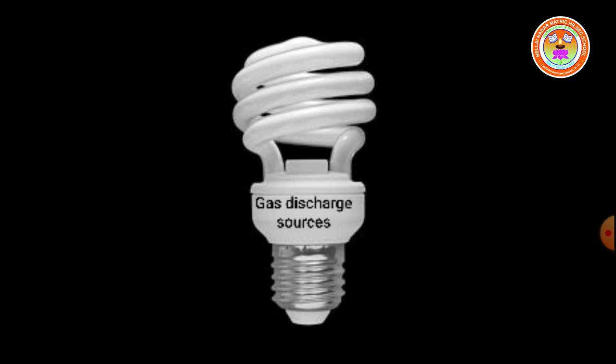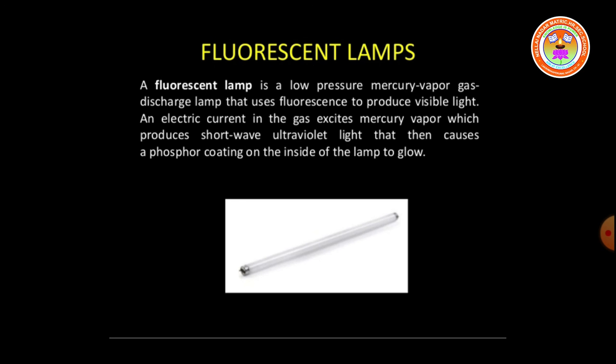Next, let me discuss another fact about the fluorescent lamp. A fluorescent lamp is a low pressure mercury vapor gas discharge lamp that uses fluorescence to produce visible light. An electric current in the gas excites mercury vapor, which produces short wave ultraviolet light that then causes a phosphor coating on the inside of the lamp to glow.